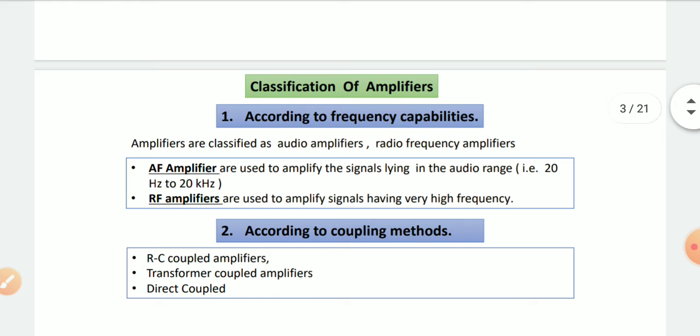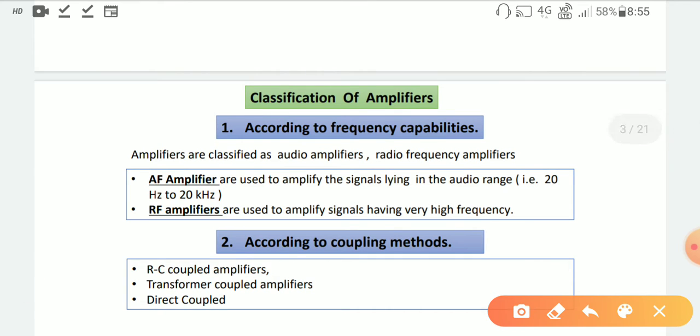Classification of the amplifier according to frequency compatibility: it can be an AF amplifier or an RF amplifier. For the AF amplifier, this is the audio frequency range, that means between 20 Hz and 20 kilohertz. If that kind of signal is applied for amplification, the amplifier would be named an AF amplifier. In the same way, if the frequency is higher than 20 kilohertz, then you should use an RF amplifier.